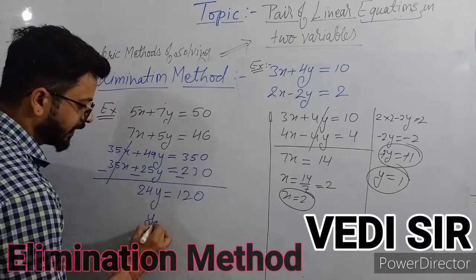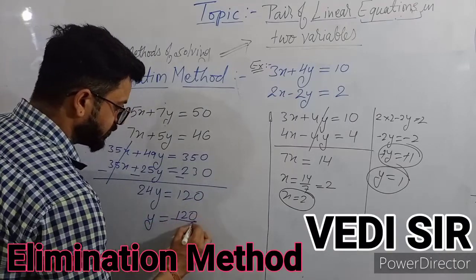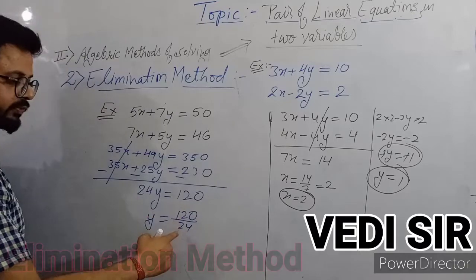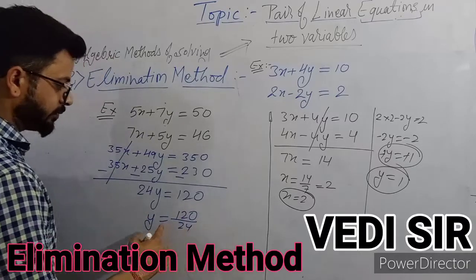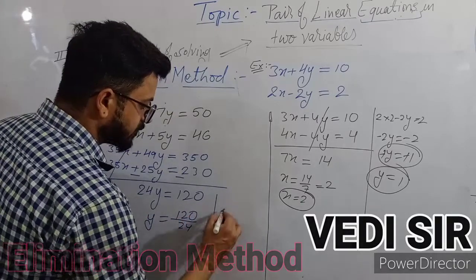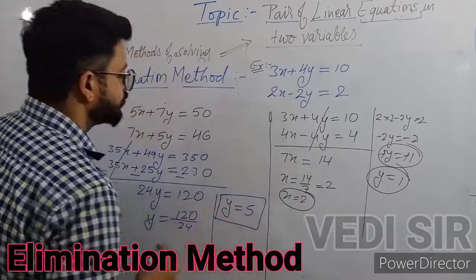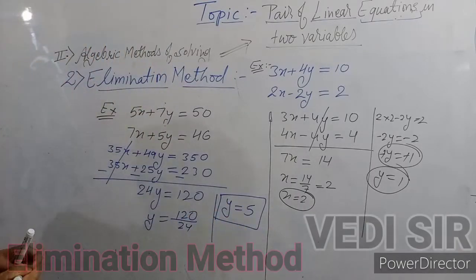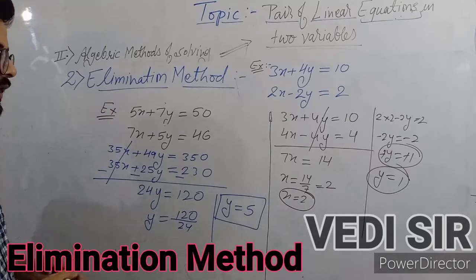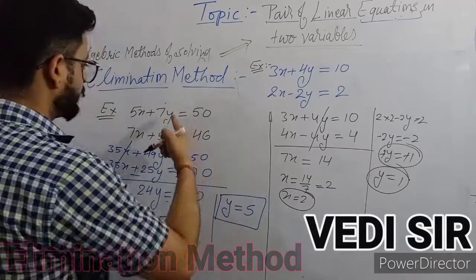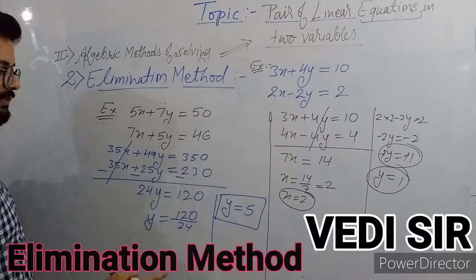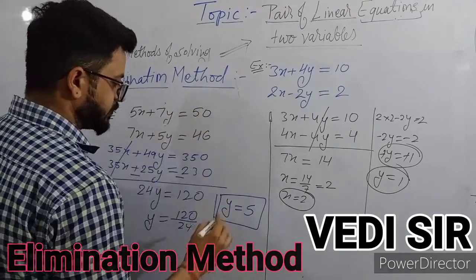Now y is equal to 120 divided by 24, then the y value is coming 5. Now this is the elimination method. Now we got the y value. Now after placing this y value in any of the equations, we will get the value of x. So I am using this first equation.